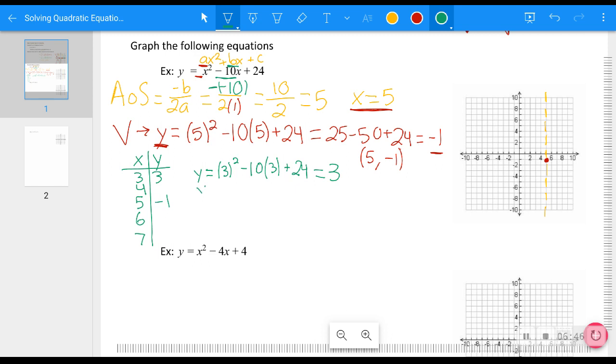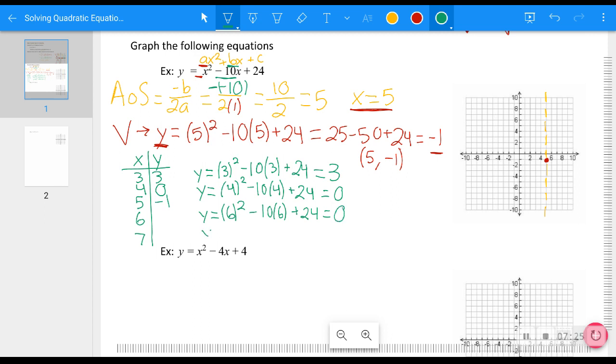Then if we type in 4, we're going to do the same thing. So y equals 4 squared minus 10 times 4 plus 24. And that one comes out to be 0. So we'll put that over here in our chart. Then we just got to plug in 2 more. So y equals 6 squared minus 10 times 6 plus 24. And that one's going to come out to equal 0.